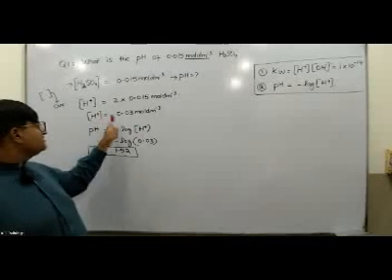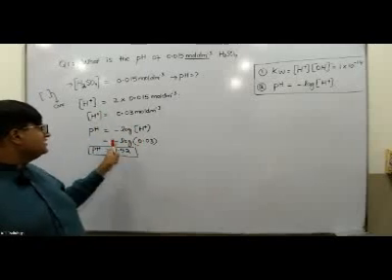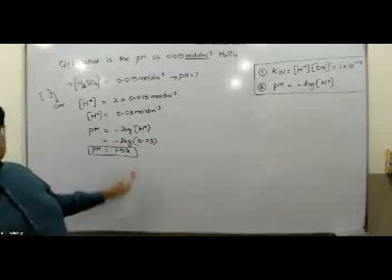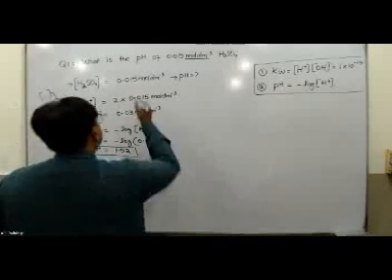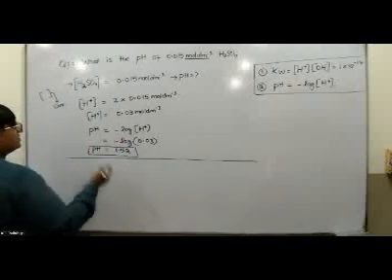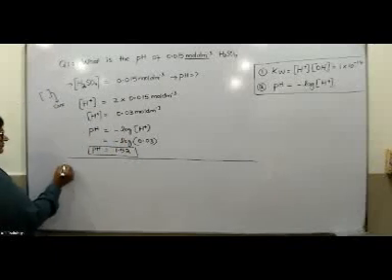pH is equal to negative log of hydrogen ion concentration. The hydrogen ion concentration is 0.03. So if you take the negative log of 0.03, this is the answer. This is the pH of the acid. Okay, so this was the first question I gave you yesterday.